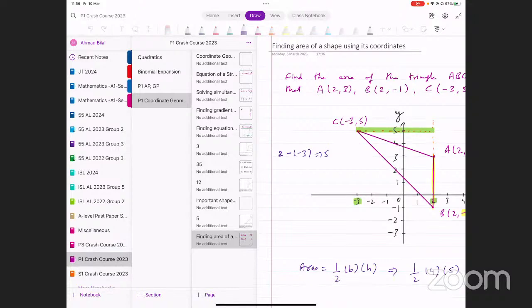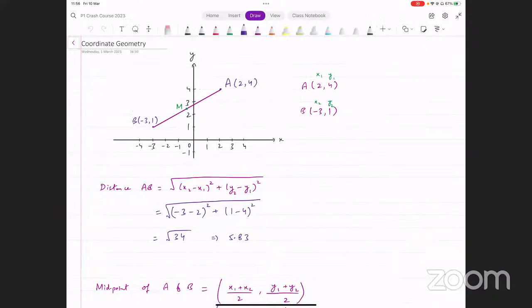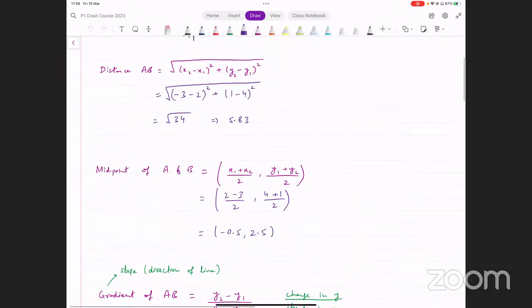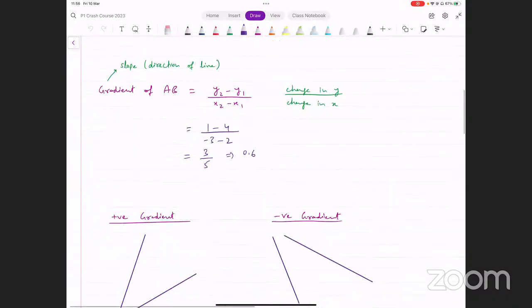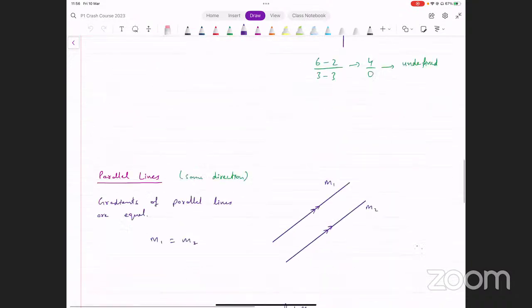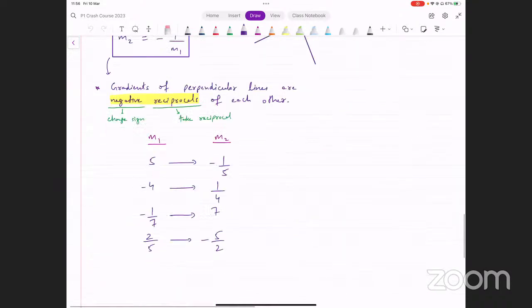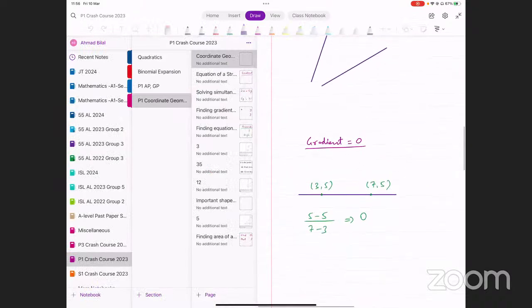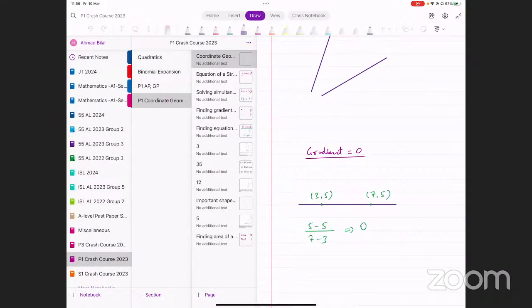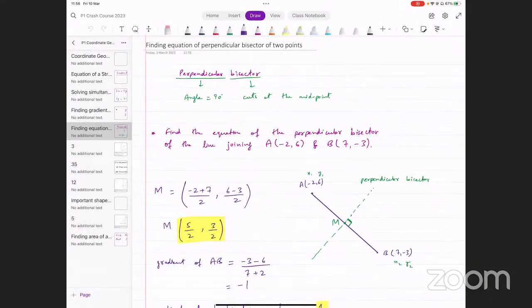We've talked about a lot of these basic concepts: distance formula, midpoint formula, finding gradient of lines, gradient of perpendicular lines, parallel lines. We've learned how to find equation of a straight line. We've learned how to solve simultaneous equations, how to find gradient of a line from its equation. We've talked about finding equation of perpendicular. So yeah, we just go through all that.